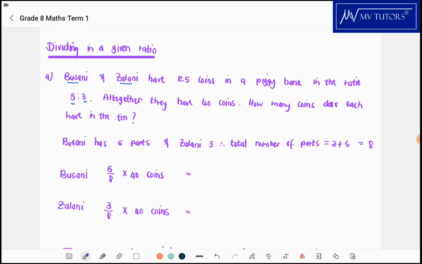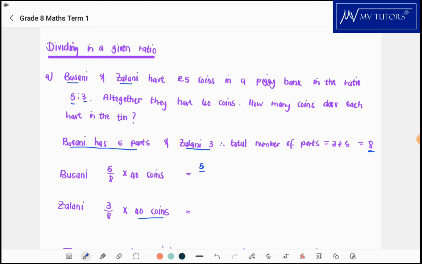So we said that Busani has 5 parts and Zalani has 3 parts. Therefore, the total number of parts is 8. How does that help us? It helps us to know the total number of parts. Why? Because Busani has 5 of the 8 parts of the 40 rand coins. And Zalani has 3 parts of the 8 total parts of those 40 rand coins. So this is where again we deal with fractions. So how do you calculate this?